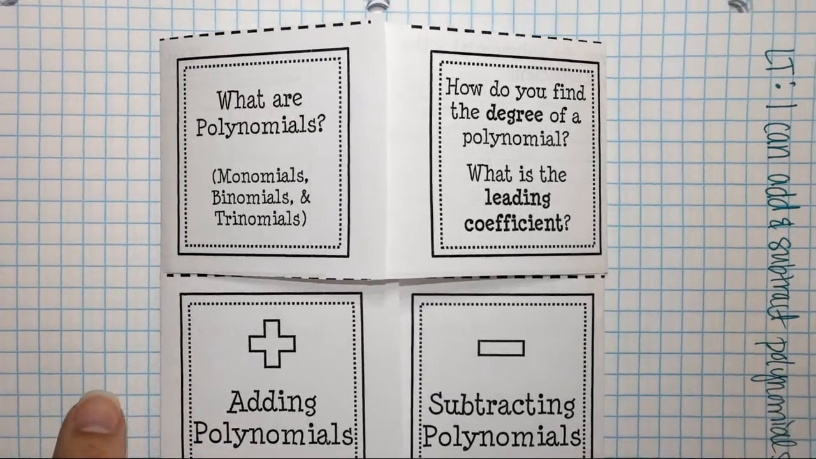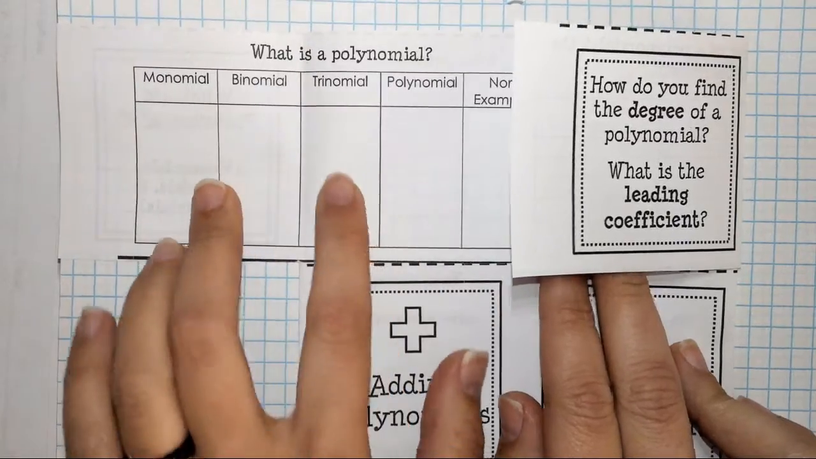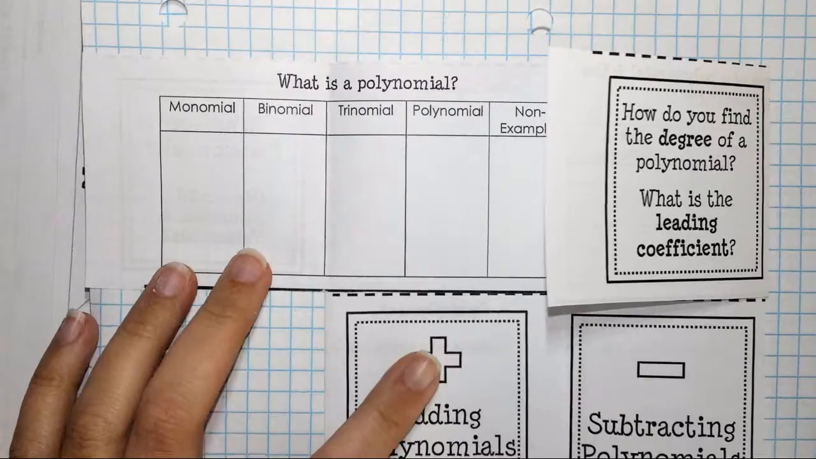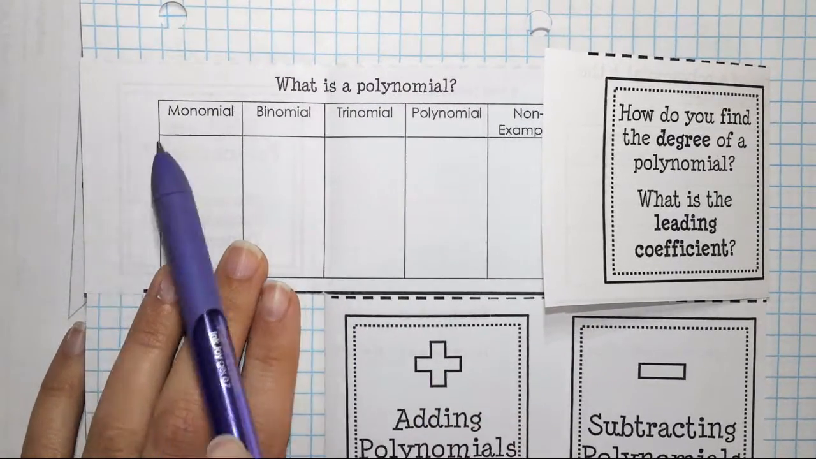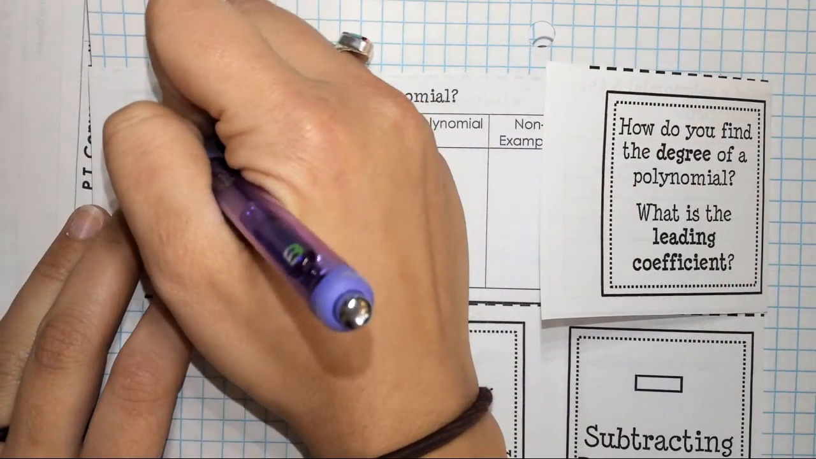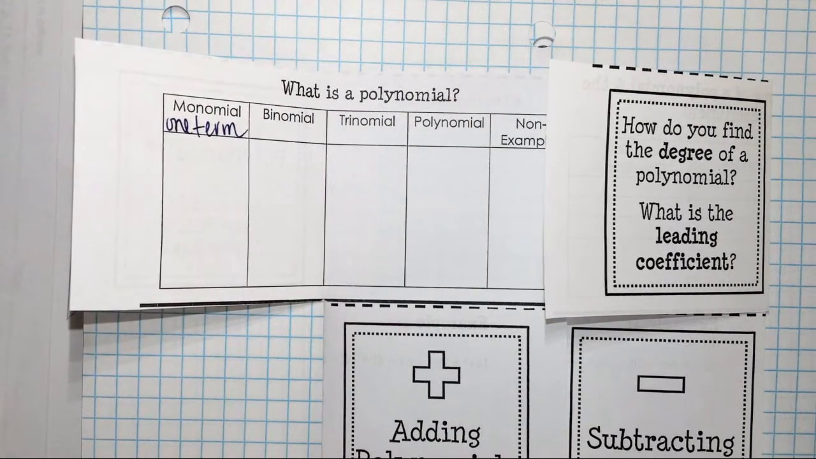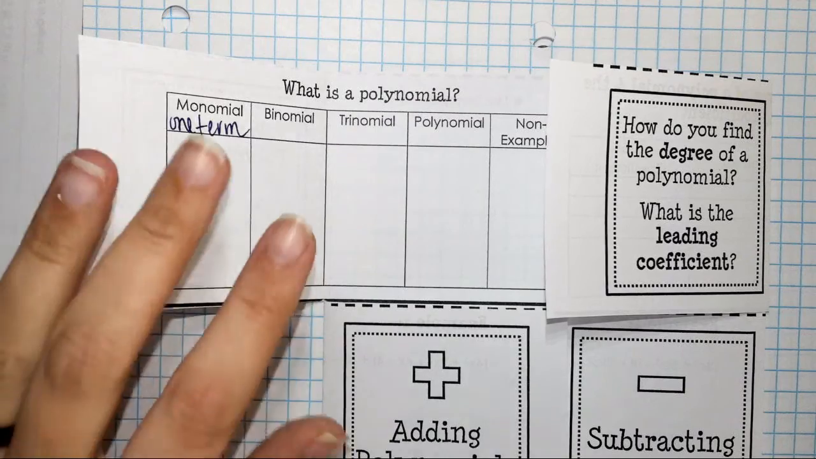Alright, so a polynomial is any expression that has a plus or minus sign and some variables. We have 3 different types, well, 4 if it's more than these. Monomial, what does mono mean? 1. Okay, so this means that it's one term. A monomial has one term, and remember, terms are separated with plus or minus signs.